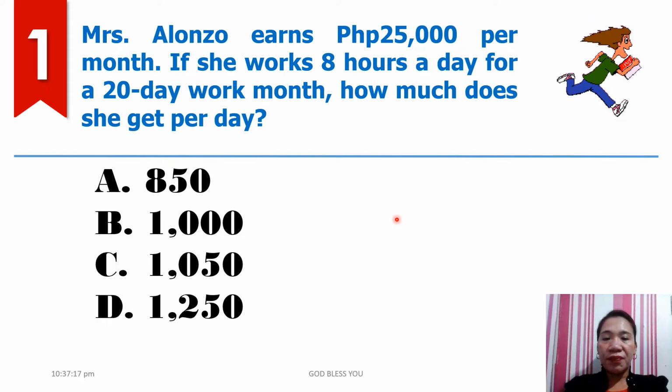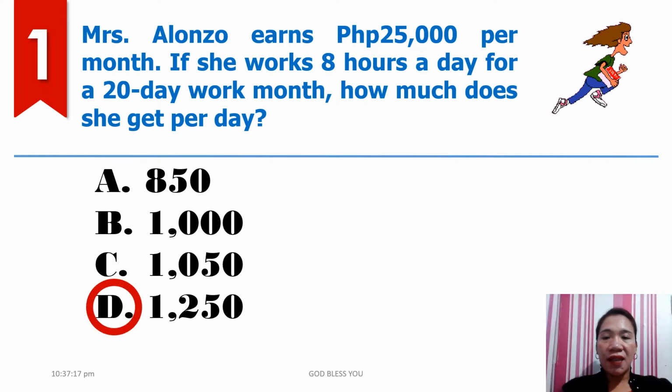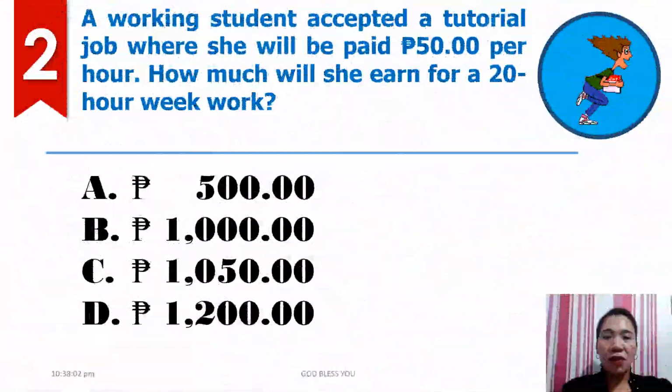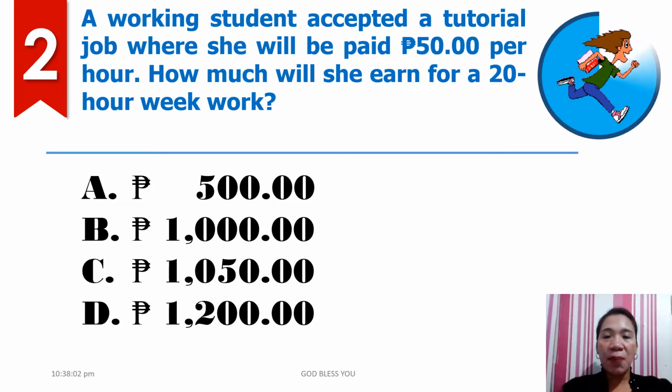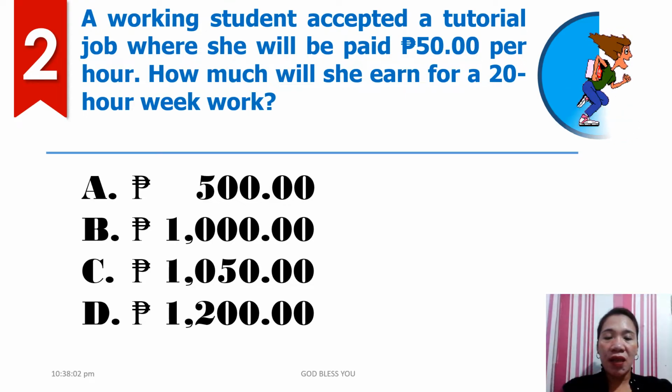Time is up. The correct answer is letter D. Okay, next, number 2. A working student accepted a tutorial job where she will be paid 50 pesos per hour. How much will she earn for a 20-hour week of work? A, 500, B, 1,000, C, 1,050, D, 1,200.